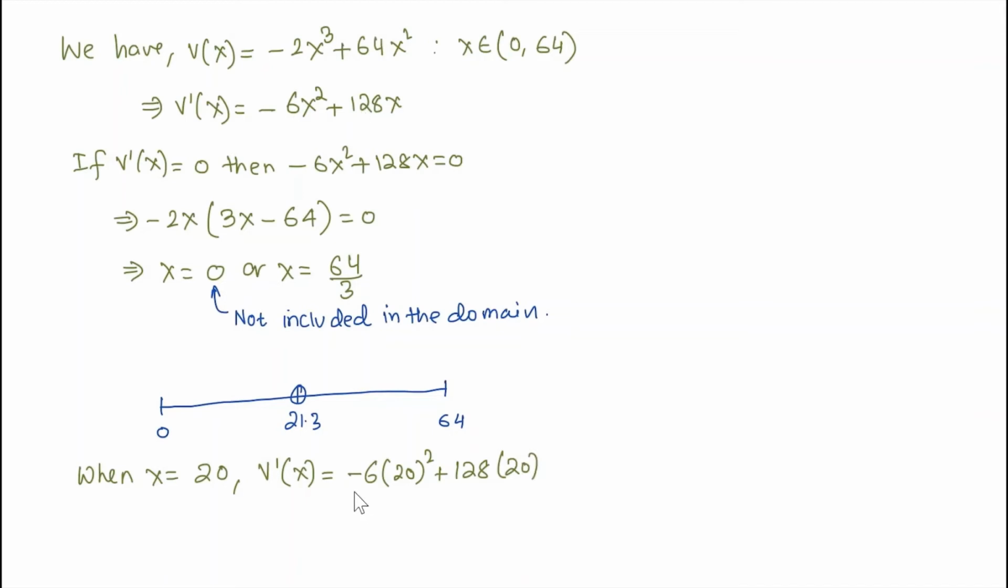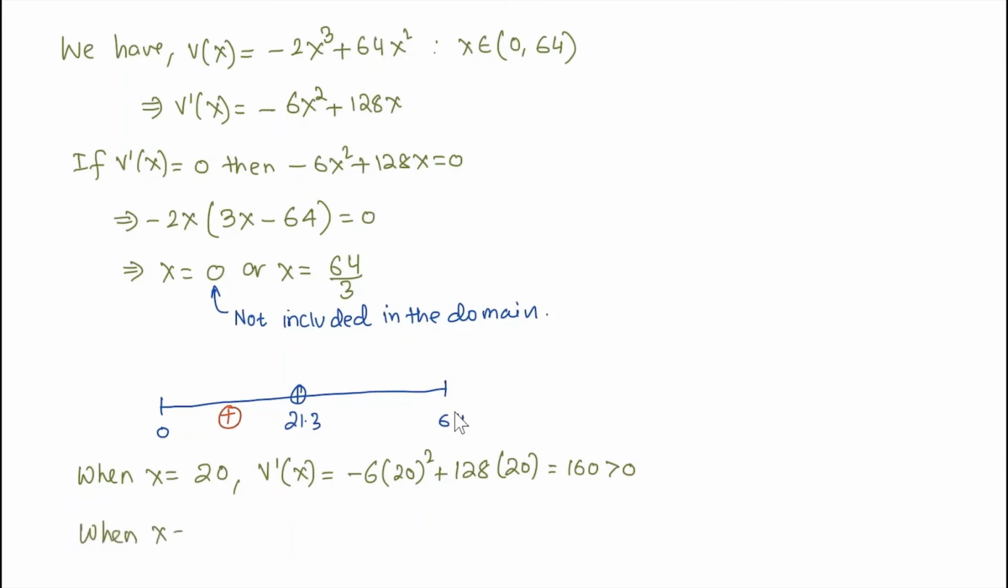Now you can simplify that in your calculator. The way you type is negative 6, then in parentheses you type 20, square that, and then plus 128, and inside the parentheses you type 20. If you perform that calculation, you'll see that the result is 160, which is positive. Meaning of that is your function is increasing on that interval. Now we have to check the other side, so you can plug in 22. Let's see what happened.